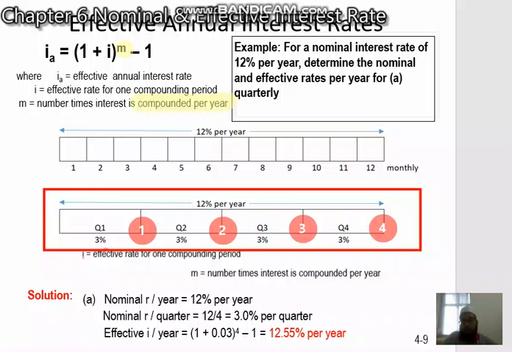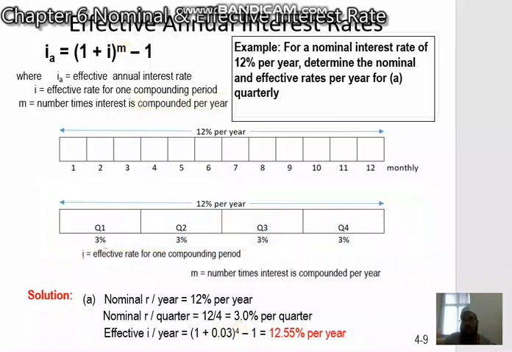We replace inside the formula 3% and compounding frequency M of 4. So the effective annual interest rate for this statement is 12.55% per year. Again, 12% per year compounded quarterly, through the formula we can see that the effective annual interest rate is 12.55% per year.